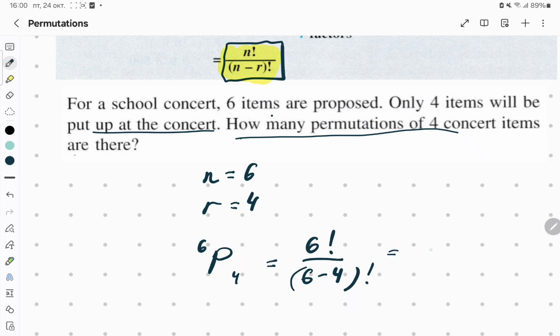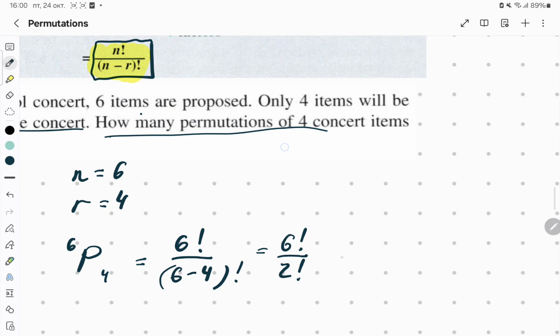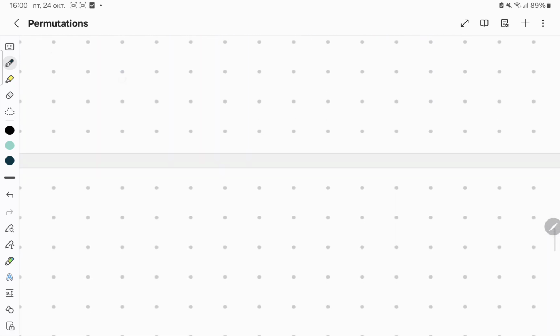Okay, and let's simplify now. 6 factorial divided by 2 factorial, and it could be simplified by calculator. You can calculate using your calculator. And now we are moving to the next question.